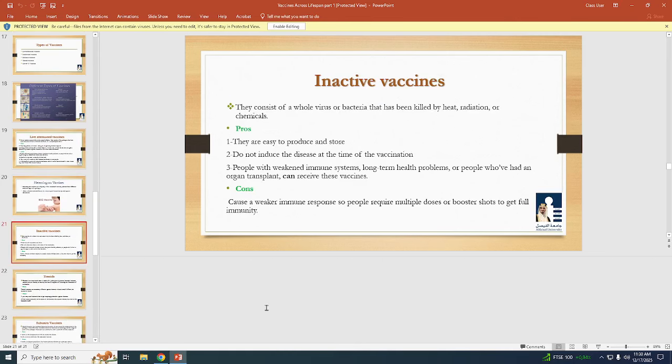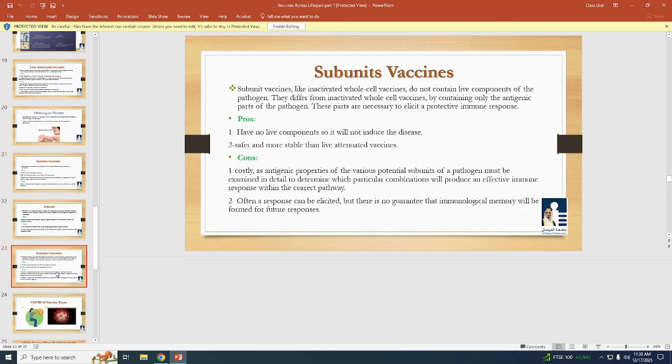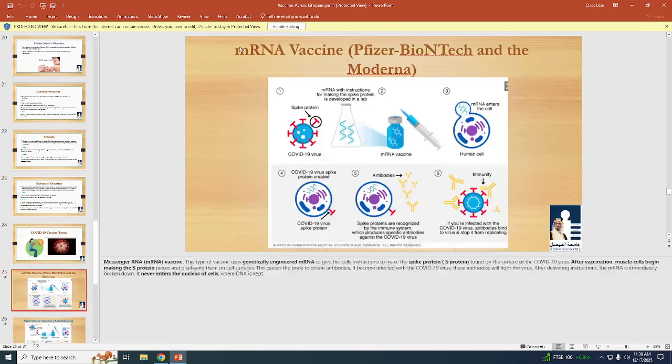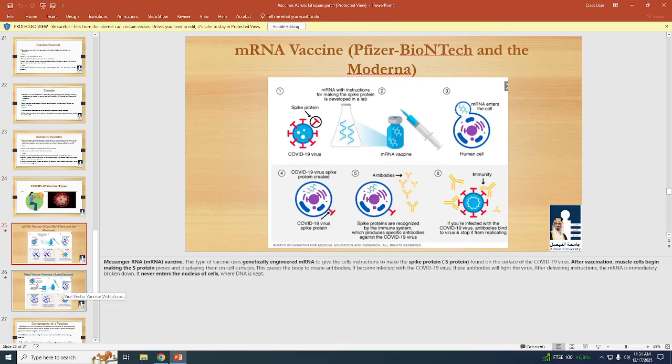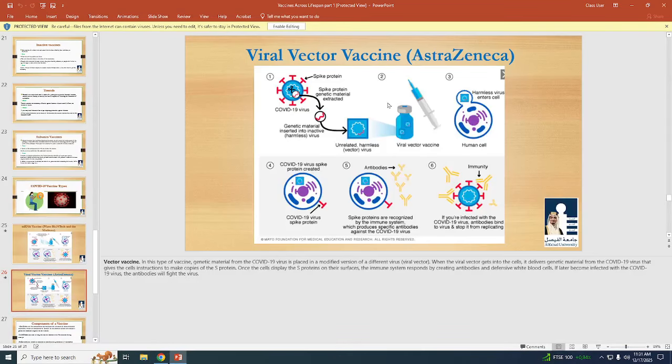Okay, inactive vaccines as well. The definition, pros and cons, and subunits of this as well. mRNA, how does it work? Maybe you get the picture and, for instance, I will ask you what is the antigenic part, the S protein, antigenic part of the vaccine. What is that mRNA vaccine? You will get exactly the same picture. I will not make things up. Don't worry. The explanation is all here in the notes, exactly the same for this one.